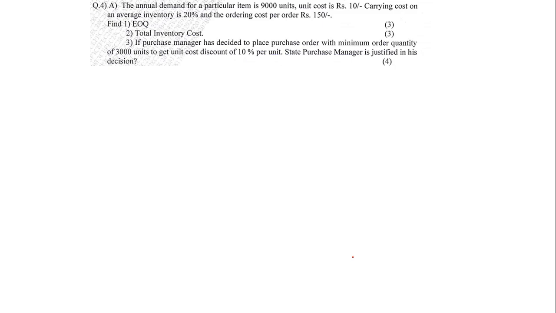So the first and the second thing that they have asked will come under one part, and the third one is the next part altogether. Okay, so first we note down the data which they have given us.